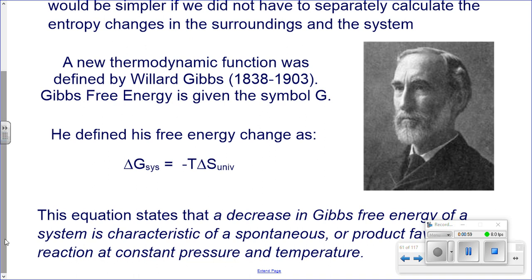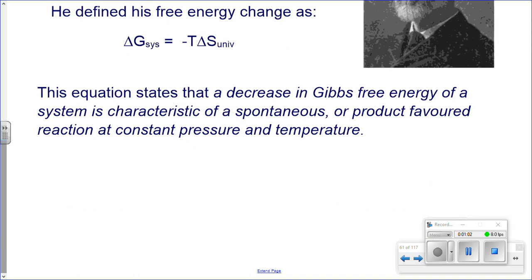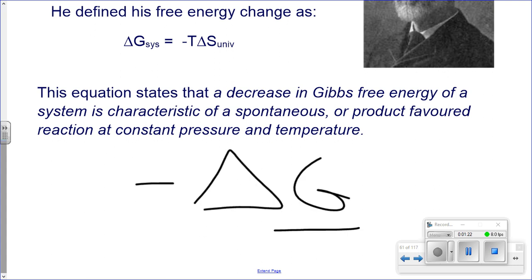The actual definition of Gibbs free energy is somewhat cryptic, and it's hard for me to find it. But it's the amount of free energy to do something. It's the amount of energy to get something done. So this equation states that a decrease in Gibbs free energy of a system is a characteristic of a spontaneous or product-favored reaction at constant pressure and temperature. So I'm going to tell you right now, we're looking for a negative delta G. That's what you want. For a product to work on its own, you need a negative delta G. You want negative delta G in order to make that work.